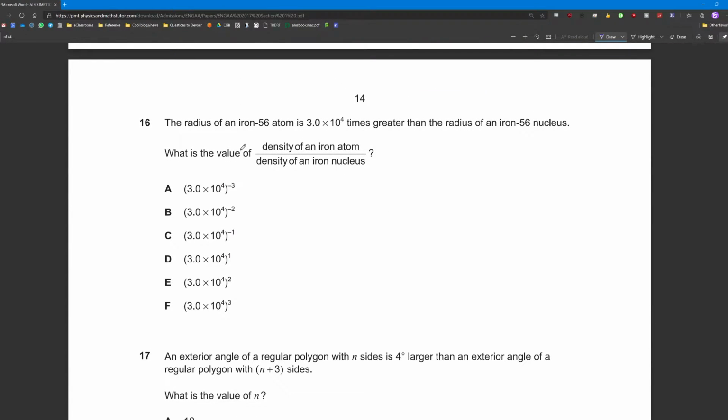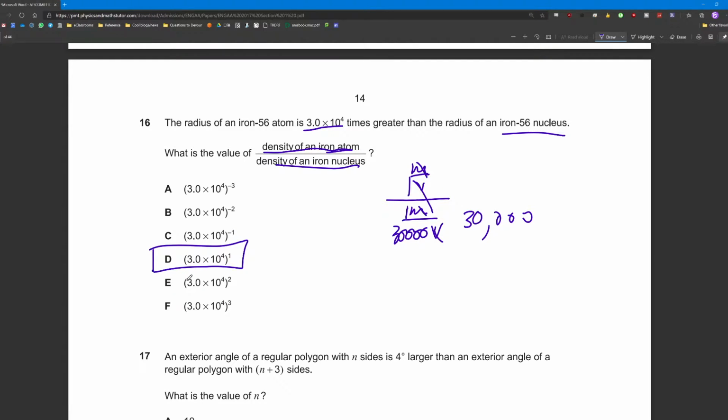The radius of an iron-56 atom is 30,000 times larger than the radius of a nucleus. What is the value of density of the atom divided by density of the nucleus? Okay, so density is m over v, m over 30,000 v, because we're taking the electron mass to be about 0. Cancel, cancel, cancel, cancel. 30k, because this is 1 divided by 1 over 30,000. So 30,000, 30 times 10 to the 4 to the power of 1.